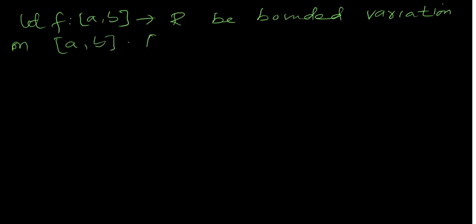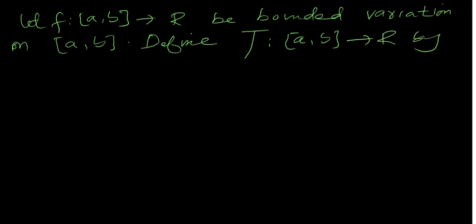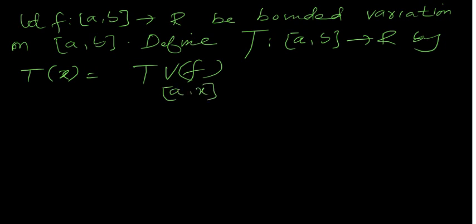Now let's define the function capital T from the closed interval AB to R by T of x is equal to the total variation of the function f over the interval a to x.